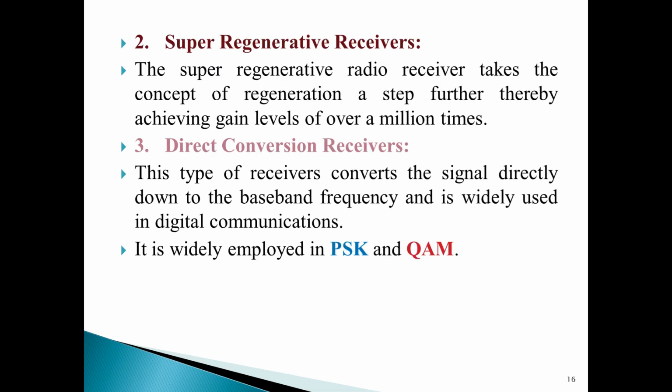2. Super regenerative receivers. The super regenerative radio receiver takes the concept of regeneration a step further, thereby achieving gain levels of over 1 million times. However, their use is still limited. 3. Direct conversion receivers. This type of receiver converts the signal directly down to the baseband frequency and is widely used in digital communications. It is widely employed in phase shift keying and quadrature amplitude modulated signals.